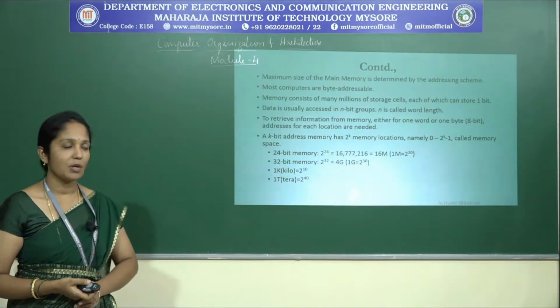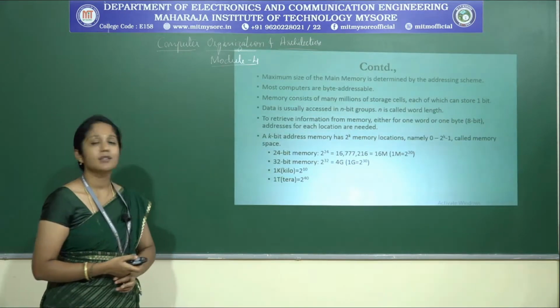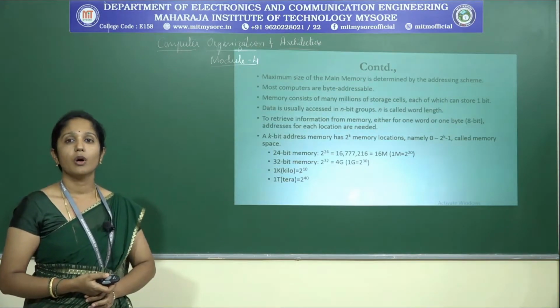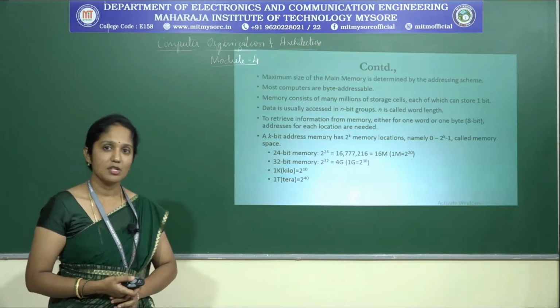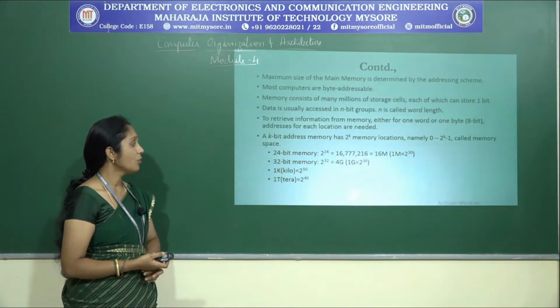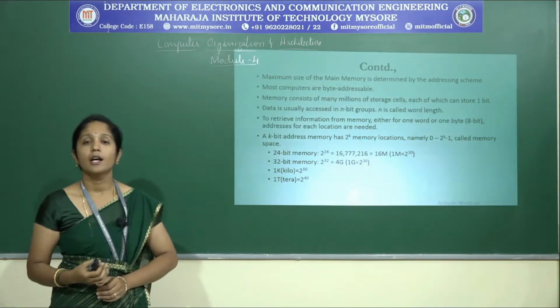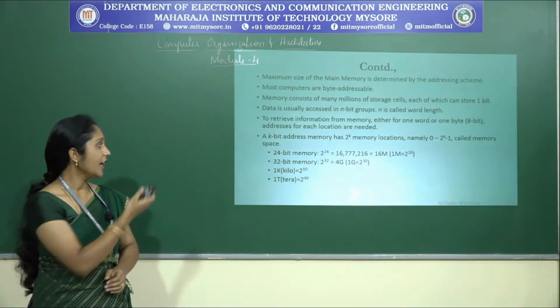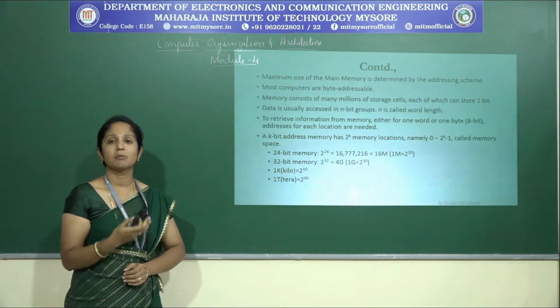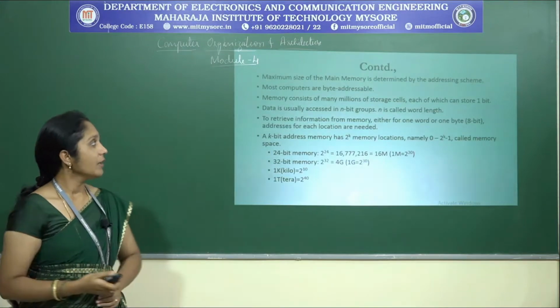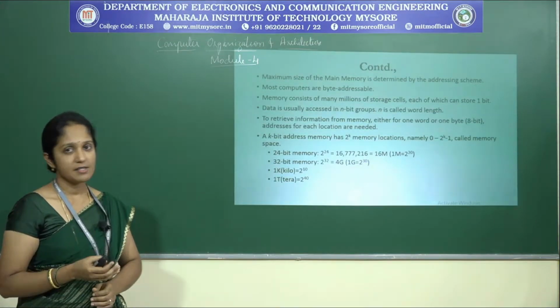If you are using a 24-bit memory. Similarly, if you consider a 32-bit memory, then 2 to the power 32 is 4 giga addressable locations in the memory space. And 2 to the power 40 is 1 tera, like this. So depending on the address lines, depending on the k value, we will have that many addressable locations in the memory space. So the maximum size depends on the addressing scheme.